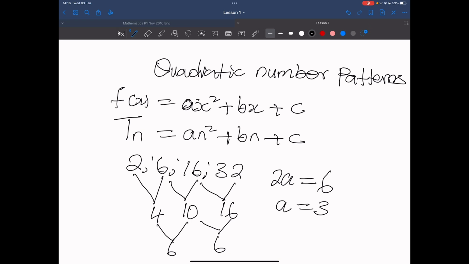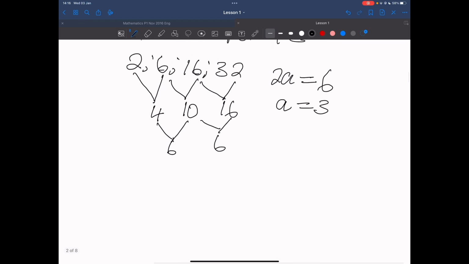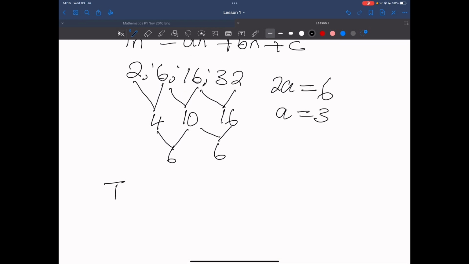So now we want the b and the c. After a, we can choose whether we want to start with b or to start with c. We are going to take a look at both. The common way is to start with b. Now, let's look at our quadratic equation. We are going to look at term number 1. Remember, term n is an squared plus bn plus c.